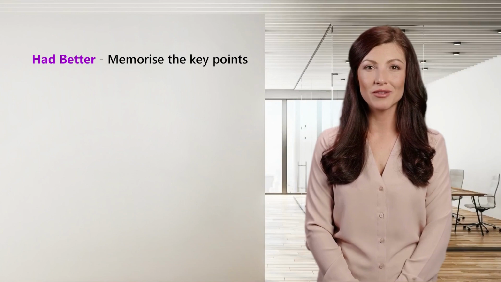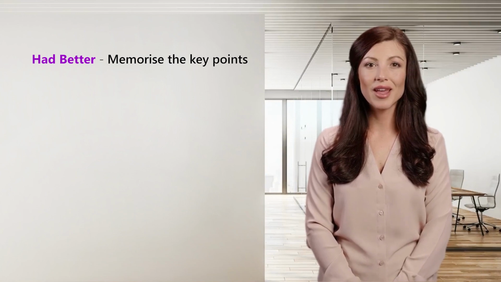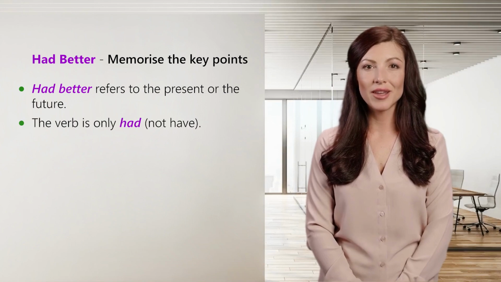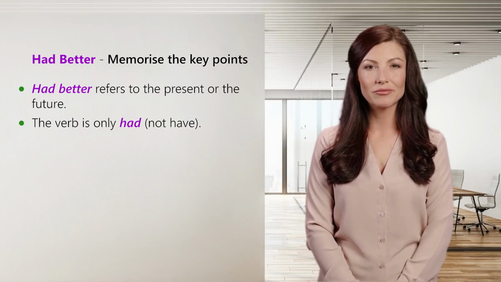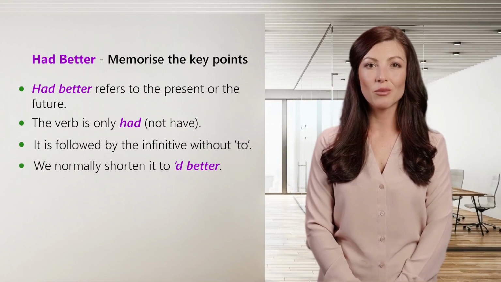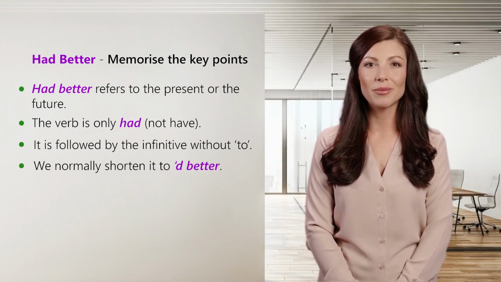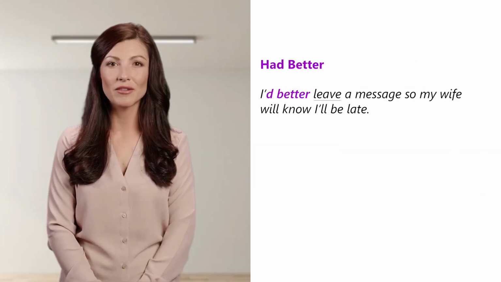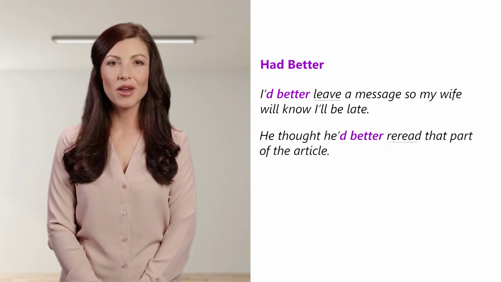Memorize the key points of using had better. Had better refers to the present or the future. The verb is only had, not have. It is followed by the infinitive without to. We normally shorten it to 'd better. I'd better leave a message so my wife will know I'll be late. He thought he'd better reread that part of the article.